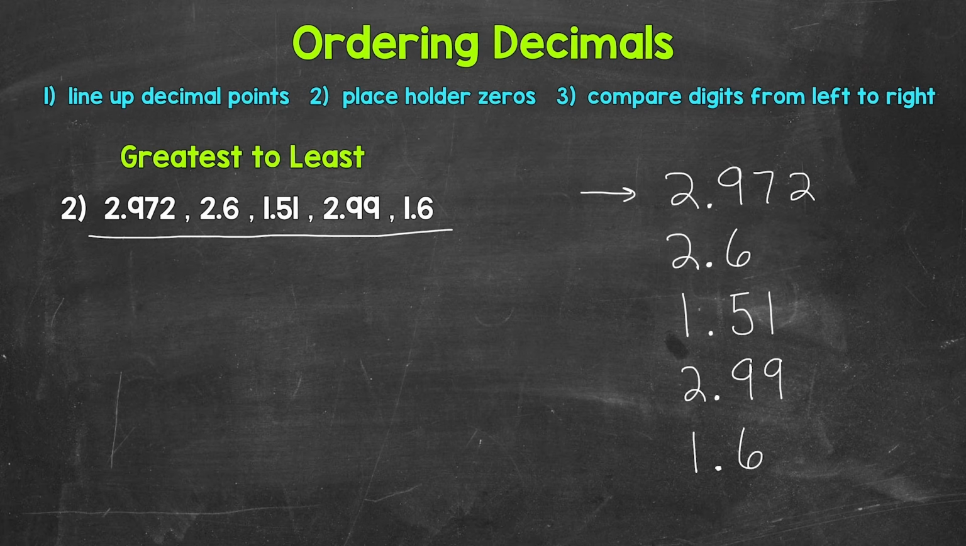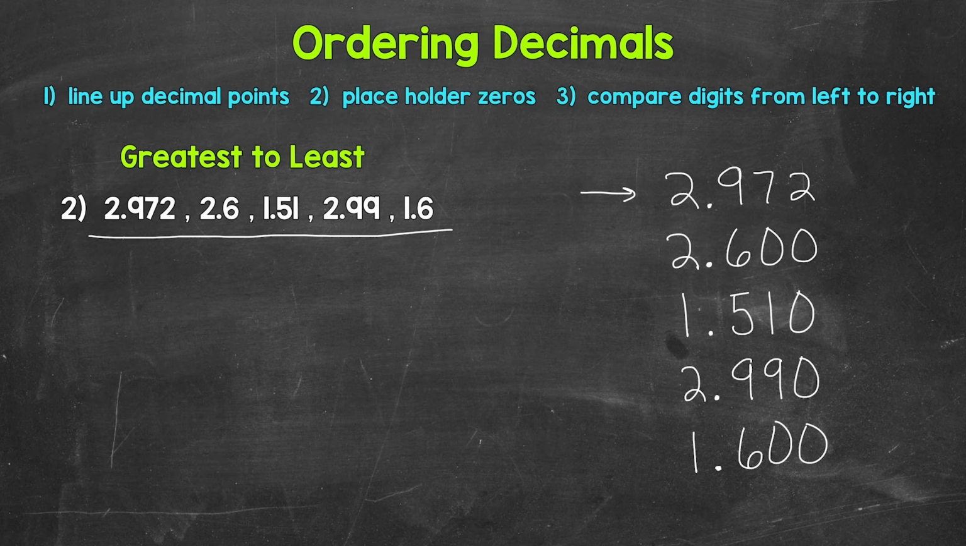So let's use placeholder zeros to the right of the other decimals to make them go to the thousandths place as well. So for 2 and 6 tenths, we need 2 placeholder zeros. For 1 and 51 hundredths, we need 1 placeholder zero. For 2 and 99 hundredths, we need 1 placeholder zero. And for 1 and 6 tenths, we need 2 placeholder zeros. Now this looks a little more lined up and neater. This will help us order.